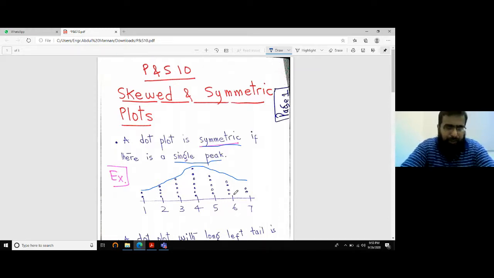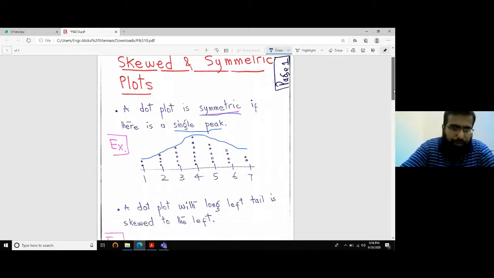These types of graphs, we call symmetric plots. It has one peak, and the data to the left of that peak is almost identical to the data present on the right side of the peak. That is why we call it symmetric. Symmetric means similar. So there is one peak, and the left side is similar to the right side or vice versa.